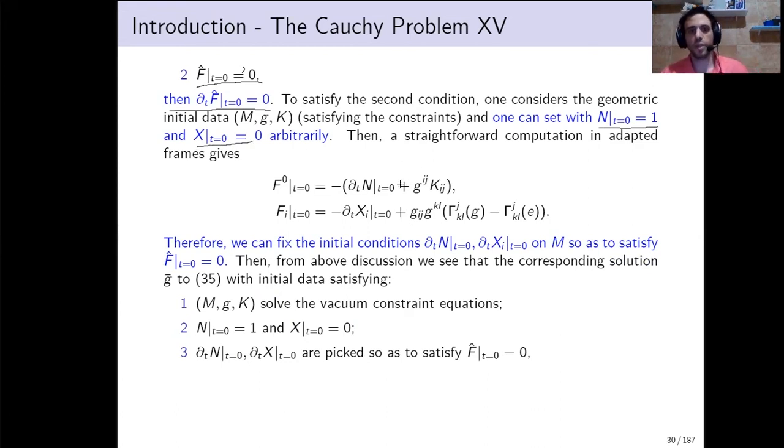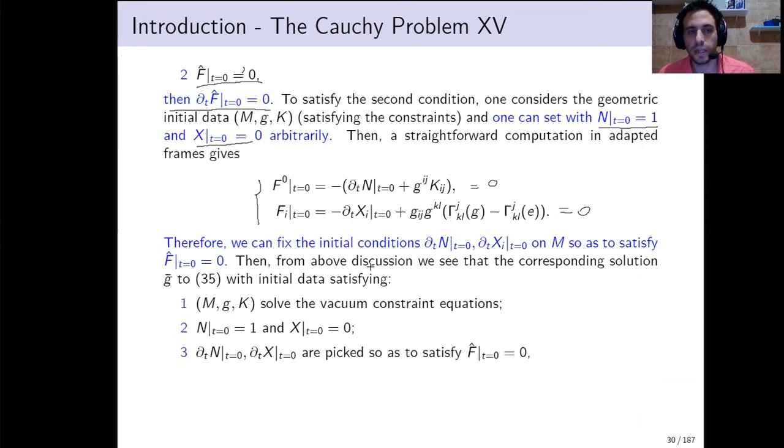And a straightforward computation using adapted frames shows that this condition reads as these two equations equal to 0. And then one can see that we can fix the first order initial data on the lapse and shift so as to satisfy these two equations, which are equal to the condition 2.